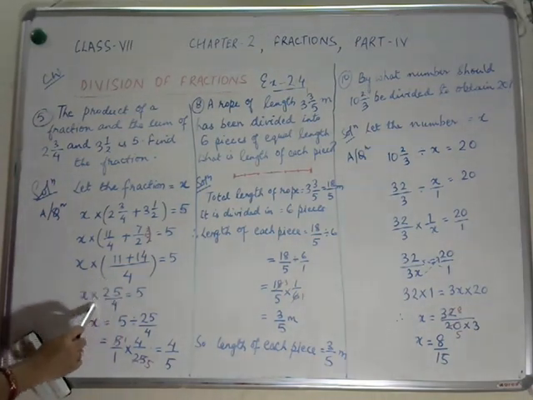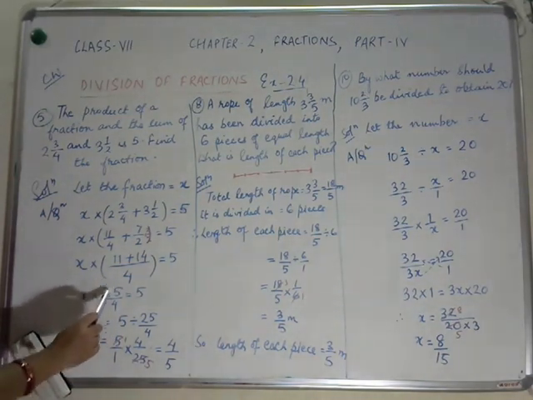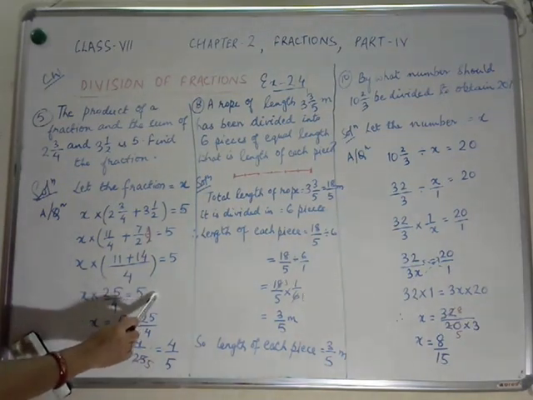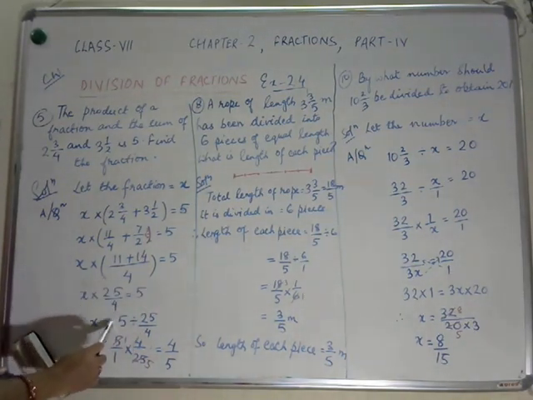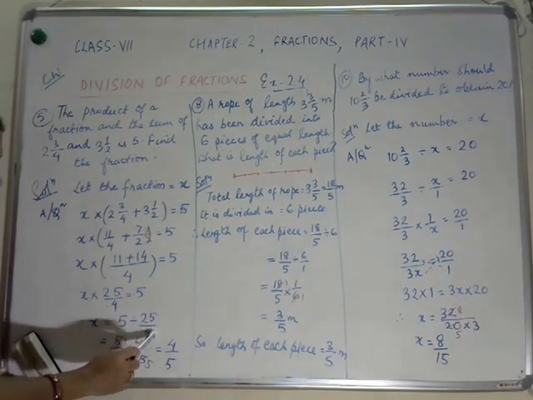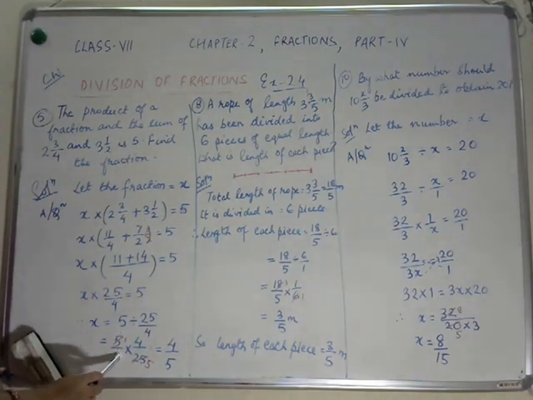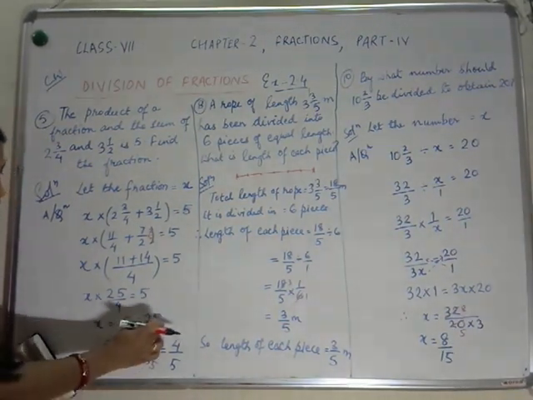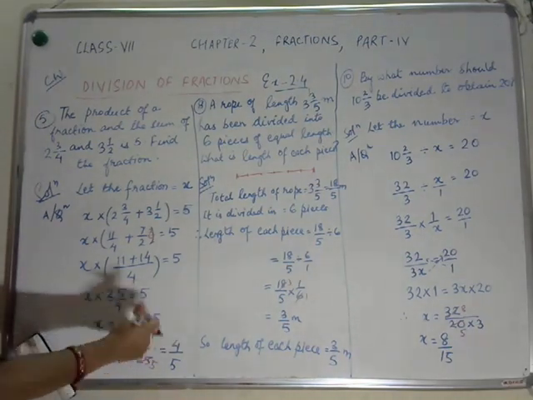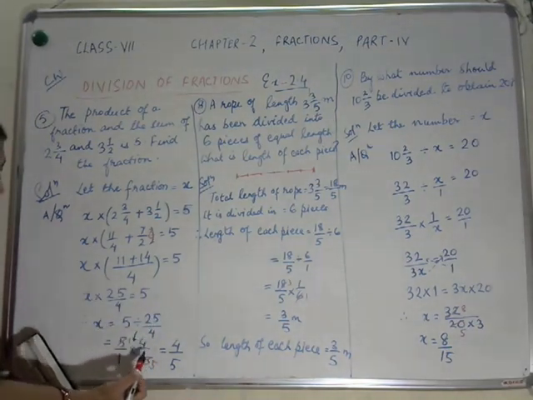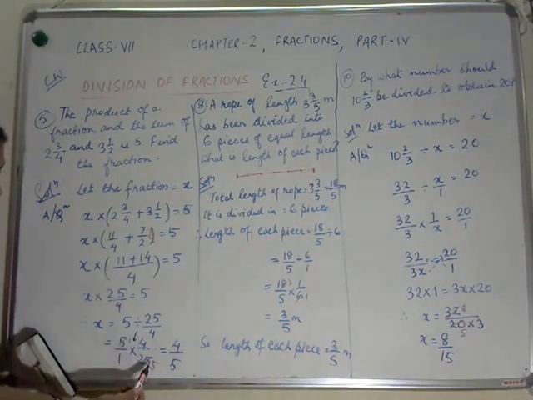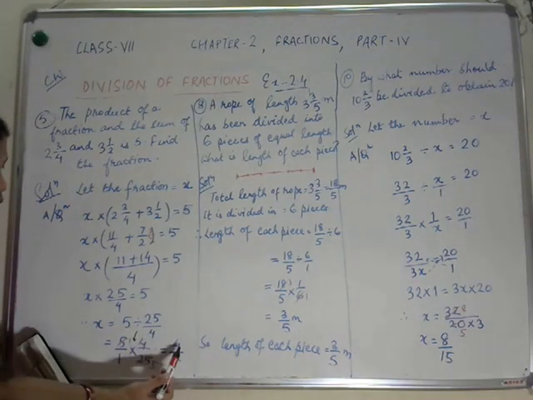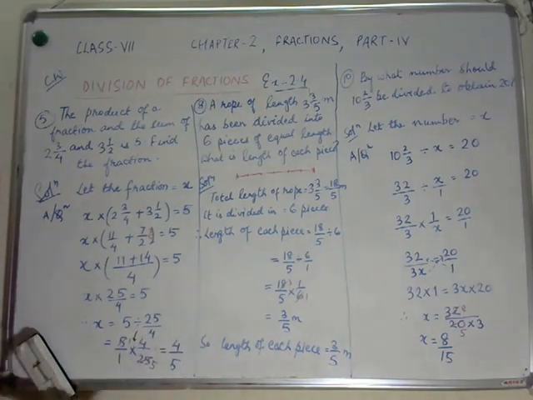See, this fraction is getting multiplied on this side. So when it will go on the opposite side, it will be divided. So x equals 5 divided by 25 by 4. 5 can be written as 5 by 1. As I change the sign of division to multiplication, same thing we will do again. The next fraction will be inverted. So 25 by 4 will become 4 by 25. Cancelling 5s and 25s, 5 1s are 5, 5 5s are 25. So 1 into 4 is 4 and 1 into 5 is 5. This is your answer.